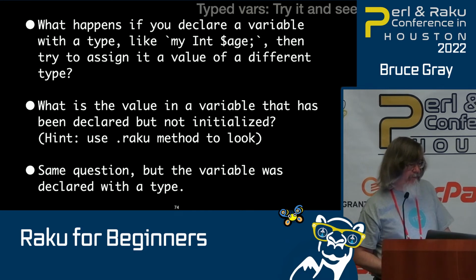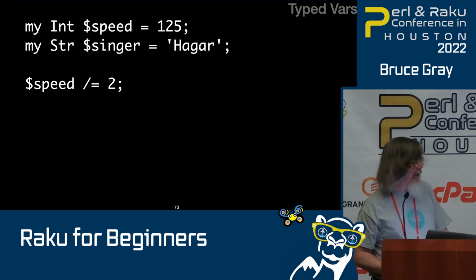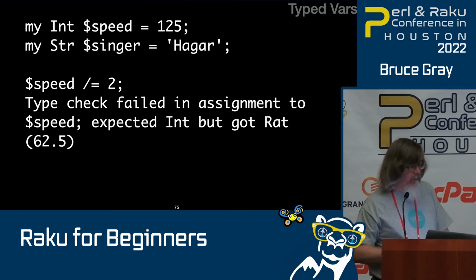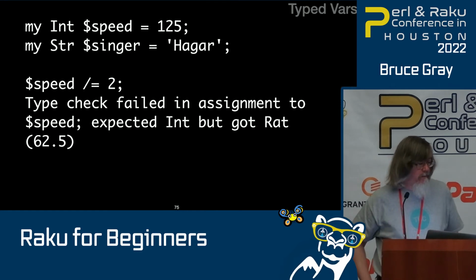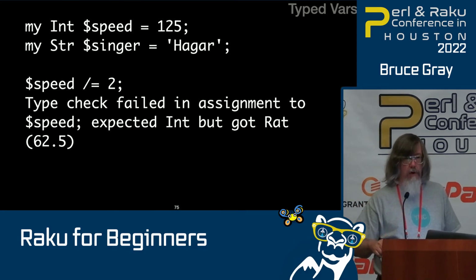So having done that, I'll address what you're seeing bit by bit. But going back to that slide, the original question: does it round up or round down? No, it fails. Type check failed in assignment to speed. Expected Int, but got Rat. You can coerce. Raku will enforce. That took me a while to get used to. I needed somebody to say it exactly that way. You can coerce. Raku will enforce.